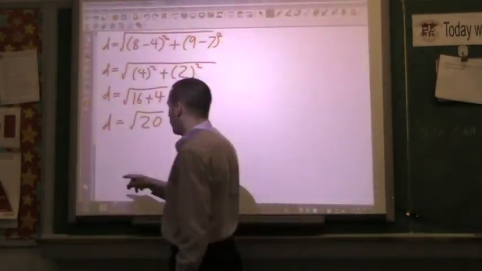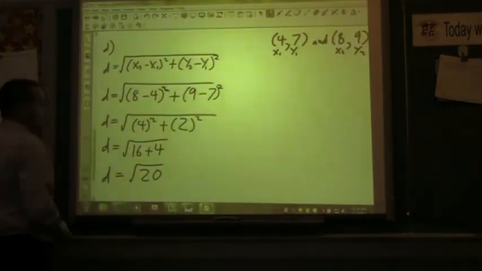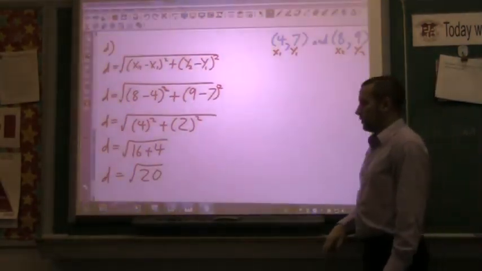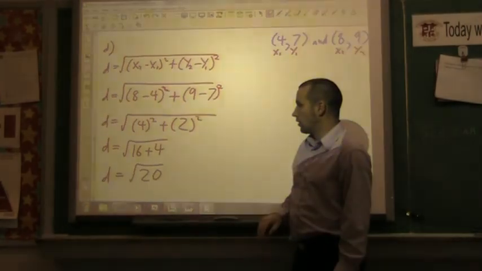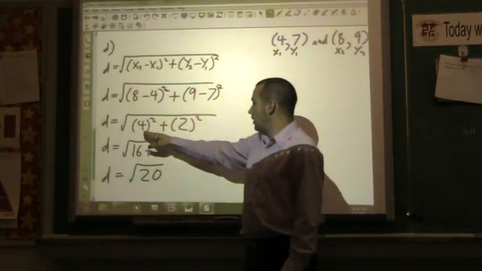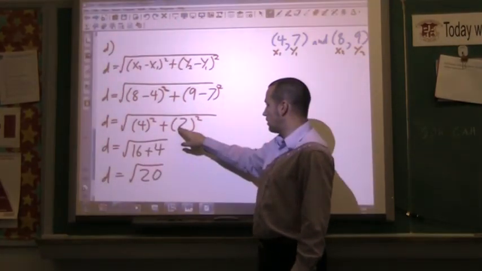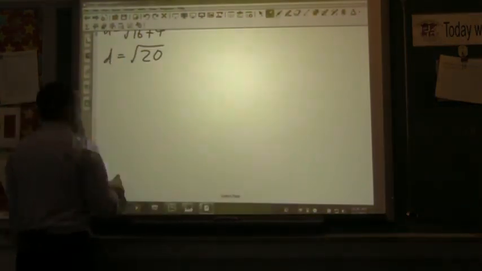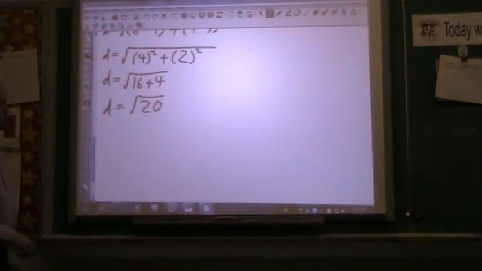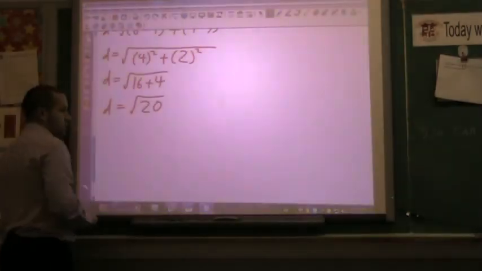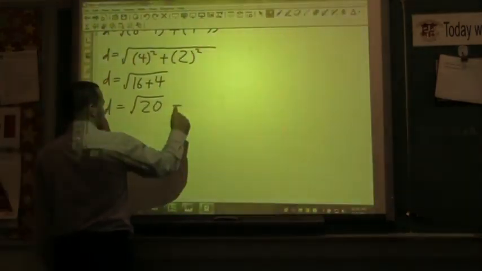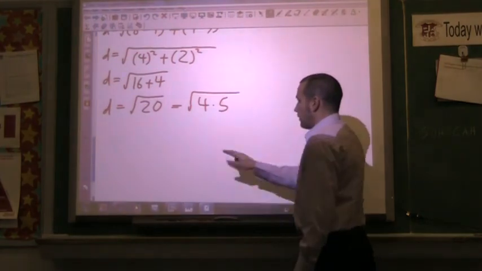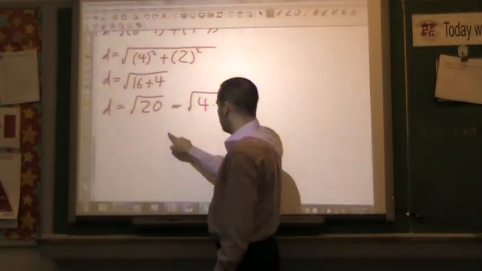So even when you start out the question, if you labeled your points differently than I did, you labeled this x1 and this one x2, you'd end up with a negative 4 here and a negative 2 here, because your y's would have been switched as well. A negative 4 squared is still positive 16. Negative 2 squared is still positive 4. Now the last part, you won't find this answer on multiple choice, and it's not the most simplified answer, because this can be simplified. Okay, so I can say this is the same as the square root of 4 times 5. Take the square root of 4, that's 2, so we take the 2 out.